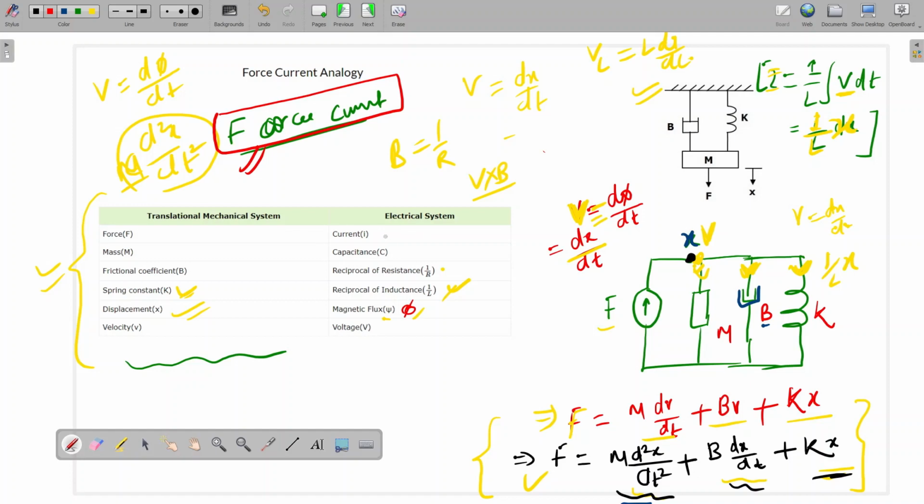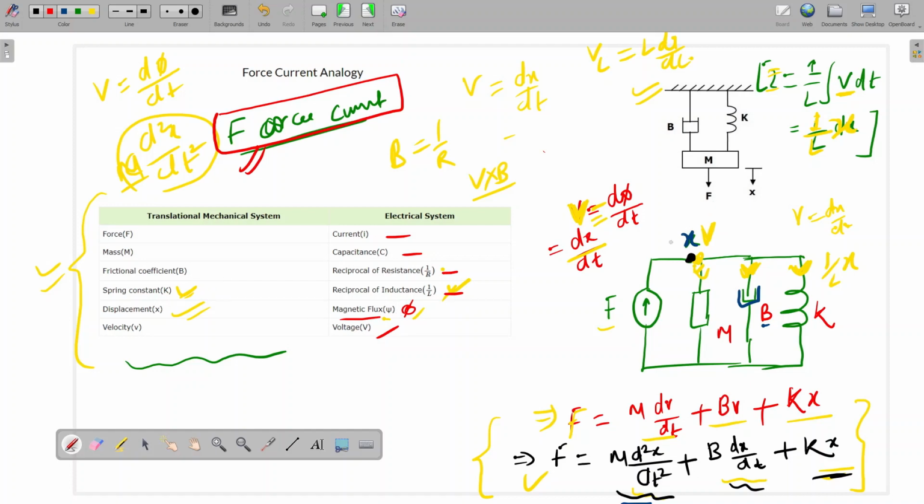Force is equivalent to electrical current. Mass is equivalent to capacitance. Frictional coefficient is equivalent to 1 by R, and spring constant to 1 by L. Displacement is equal to magnetic flux phi, and velocity is equal to V. So this is one system. Displacement is equal to what? Flux phi.